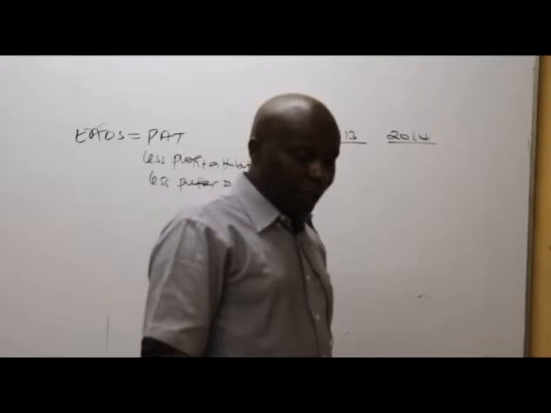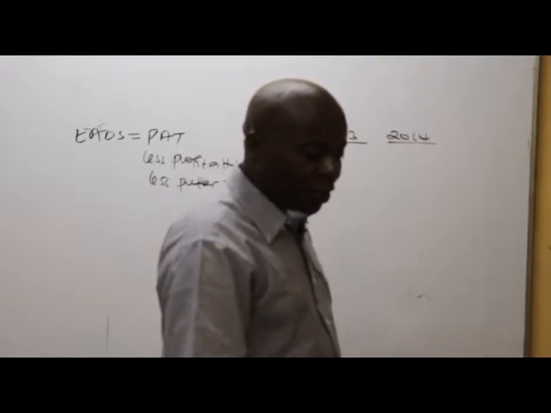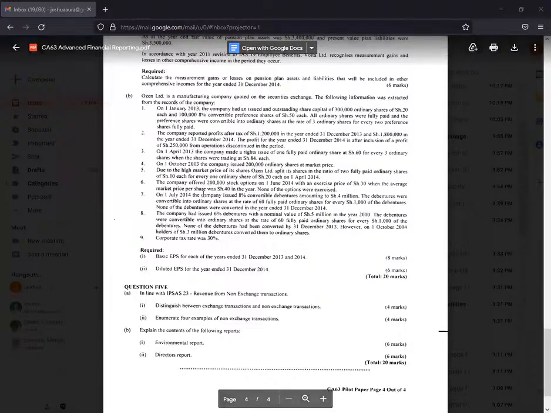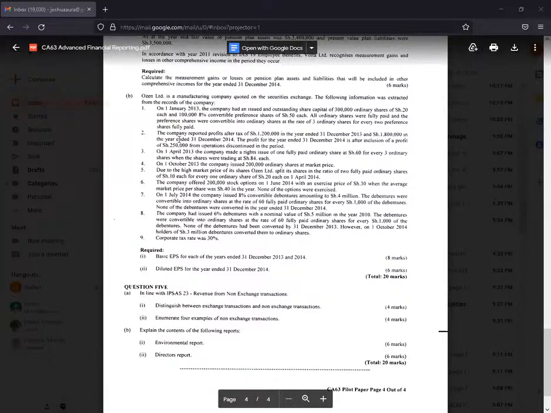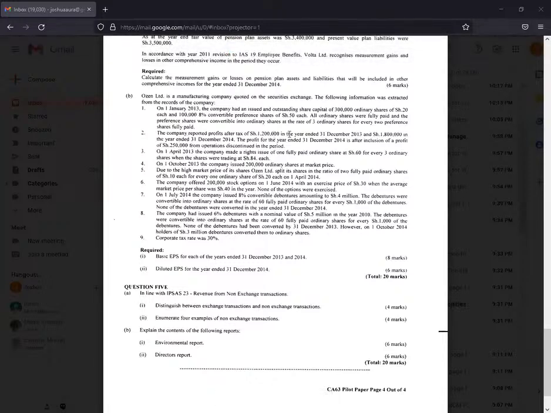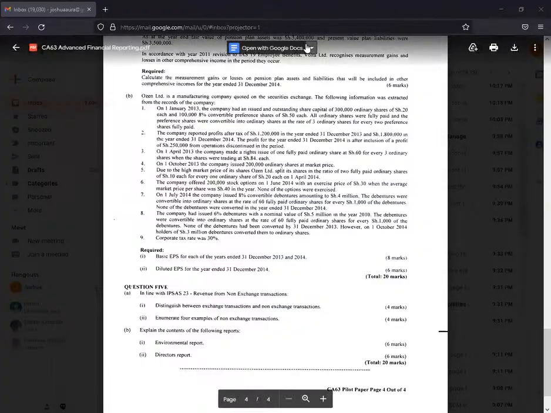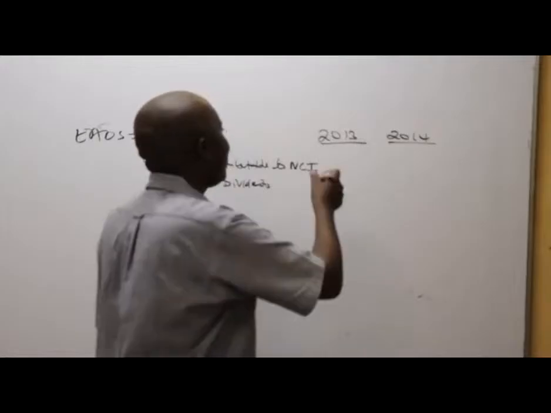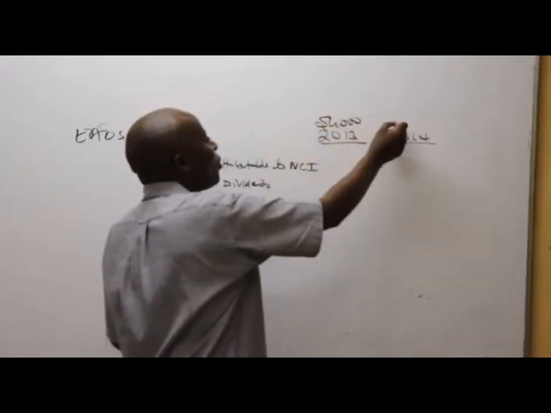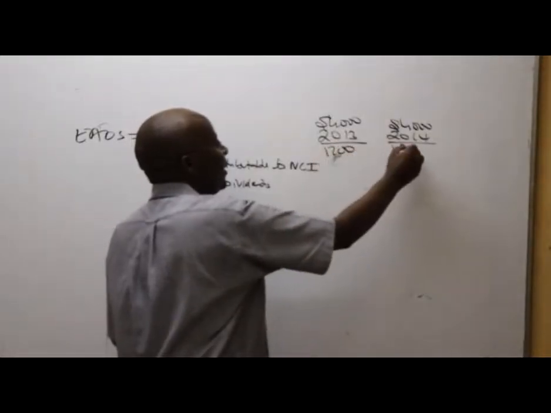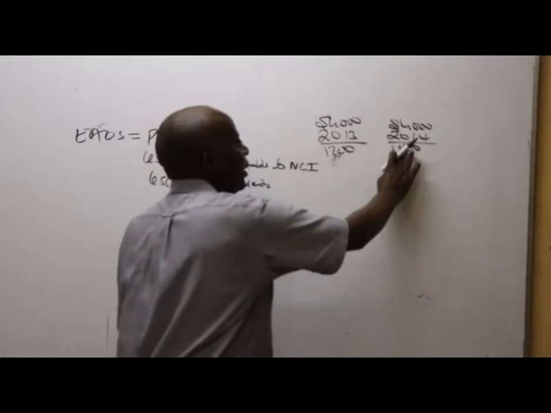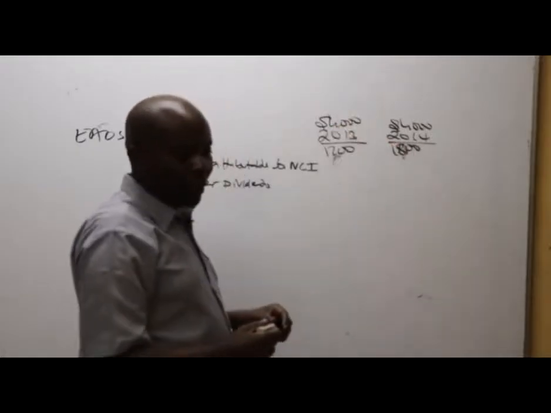Great. Ladies and gentlemen, we come here. Please, let's give this examiner the profits attributable to ordinary shareholders. So we start with the reported profit. In note number 2, the company reported profits after tax of 1,200 and 1,800. I would want my figures to be in shillings, thousands. So the profit after tax is 1,200 and 1,800.